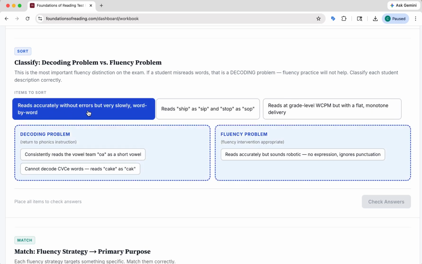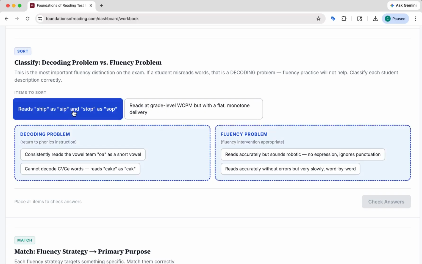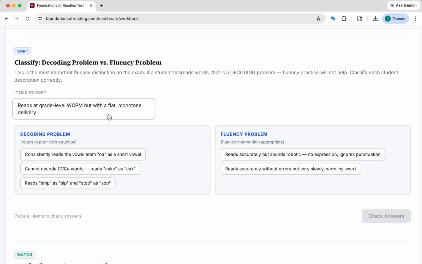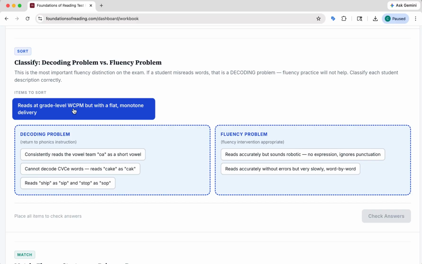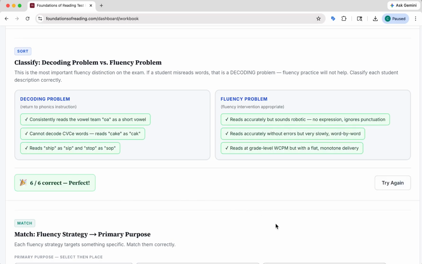Reads accurately without errors, but very slow. That's a pacing or reading rate problem. Remember, 3 legs of fluency is accuracy, rate, and prosody. Reads ship as sip and stop as sop. That is a decoding problem. Reads grade level, word count per minute, but with a flat monotone delivery. That's fluency. Let's check it, and we are good.